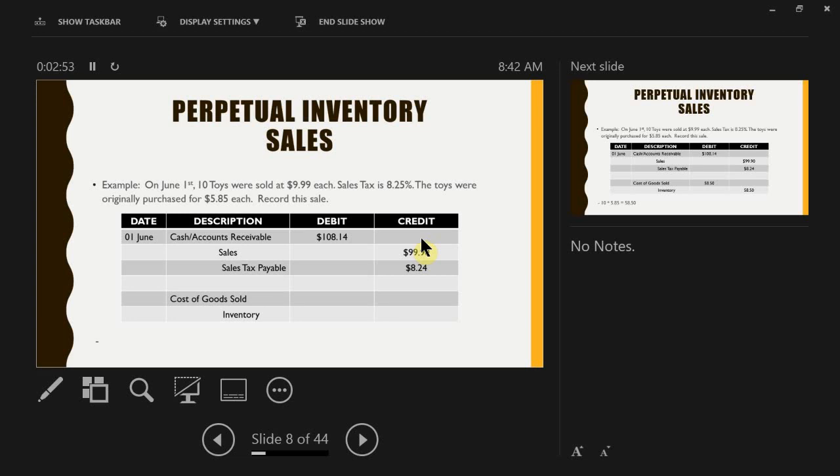So in this case, if each toy cost me $5.85 to purchase, but I'm selling it at $9.99, that's my cost plus an amount of profit. Now, how much did it cost me to sell those 10 toys?